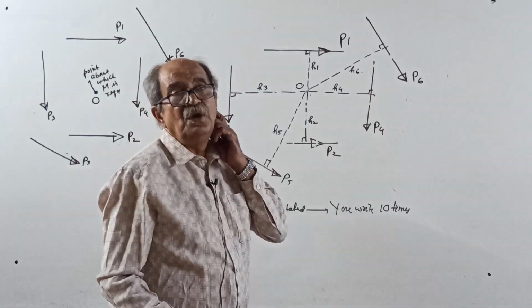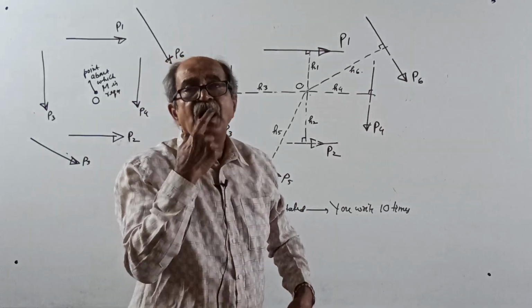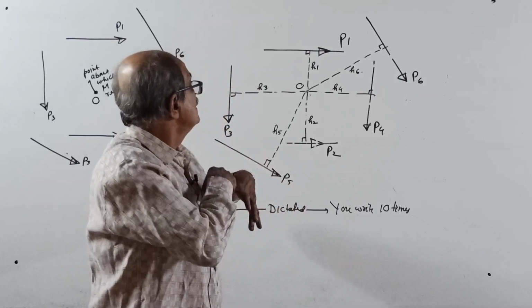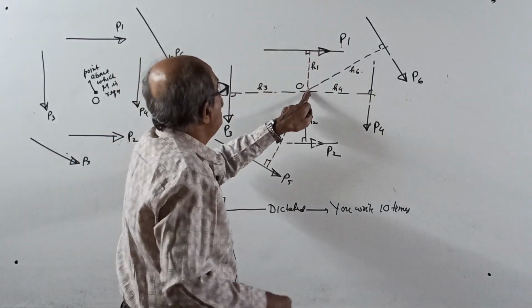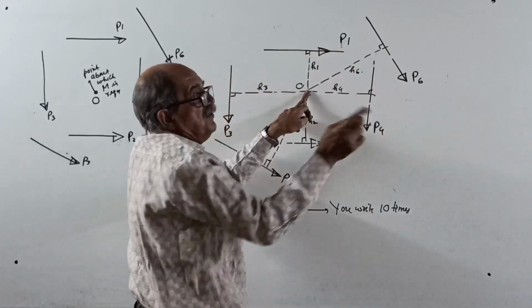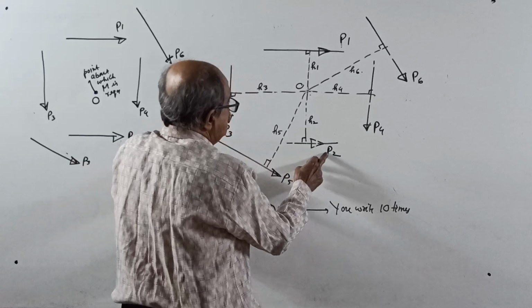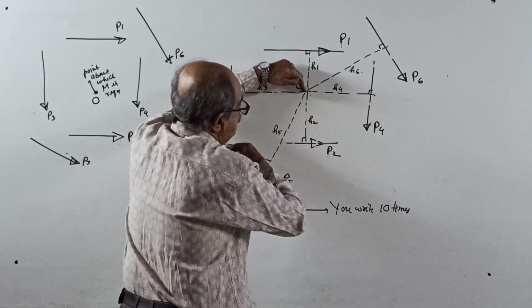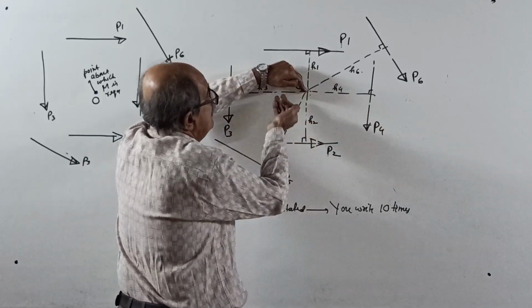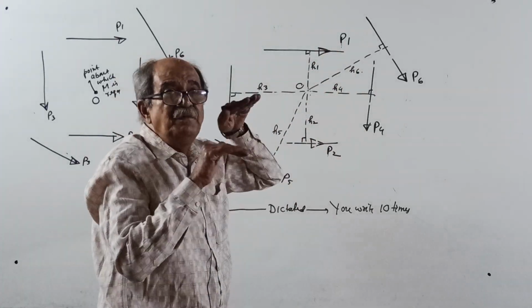Start now. First, I am not writing now, I am dictating. Whatever I dictate, write first. Moment of P1 about O: P1 into H1, clockwise. You should write it. Moment of P2 about O: P2 into H2, anti-clockwise. See, both P1 and P2 are in the same direction.